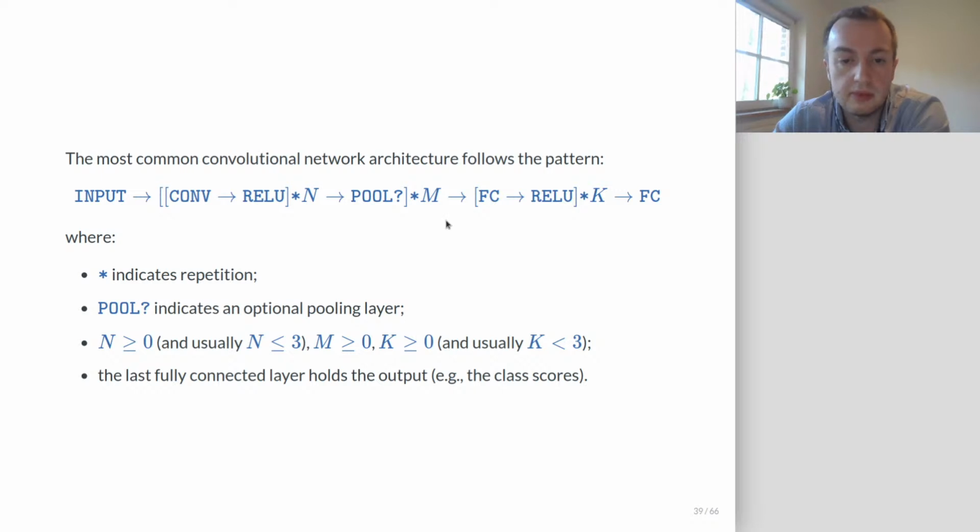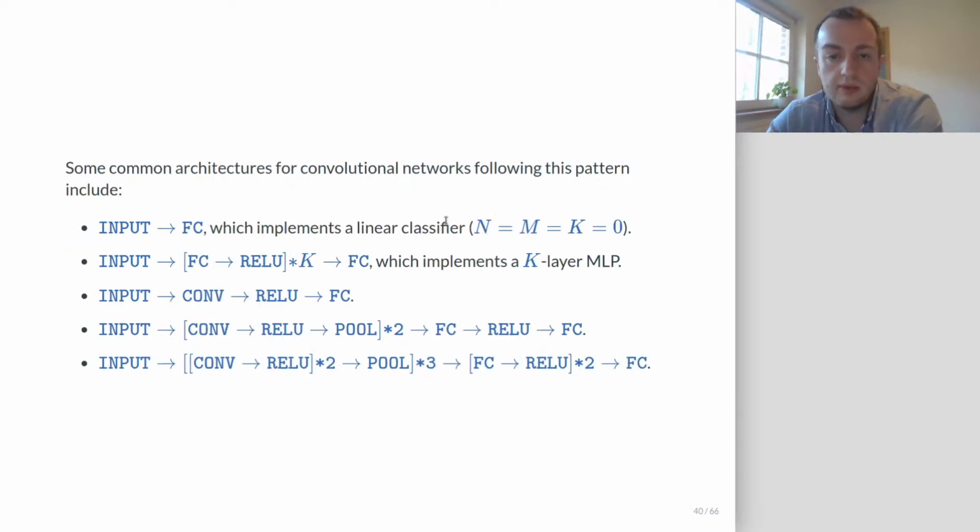For example, when n, m, and k are equal to 0, what you recover is a simple linear classifier. If n and m are equal to 0, then you recover just the regular k-layer MLP, and with other values you recover actual convolutional neural networks. This one would be simple, but maybe too simple, but you could make it more complicated by setting other values for these repetitions of layers.